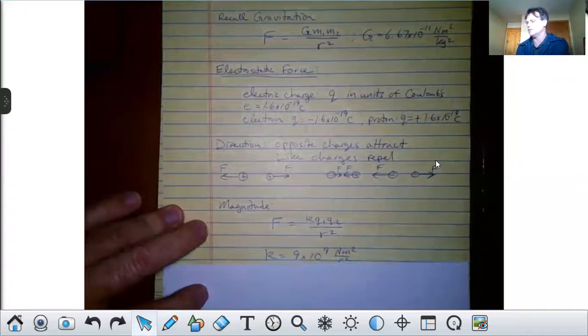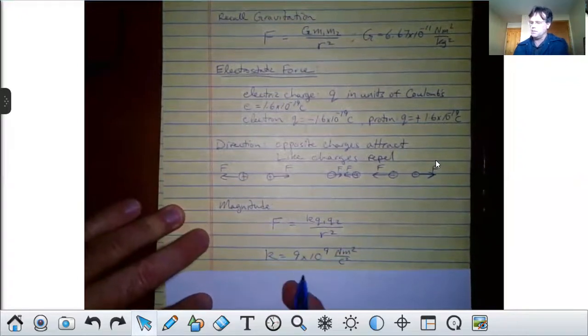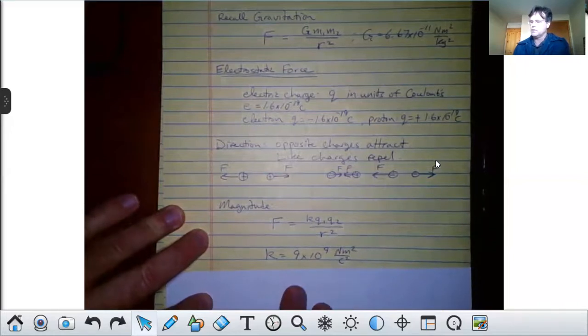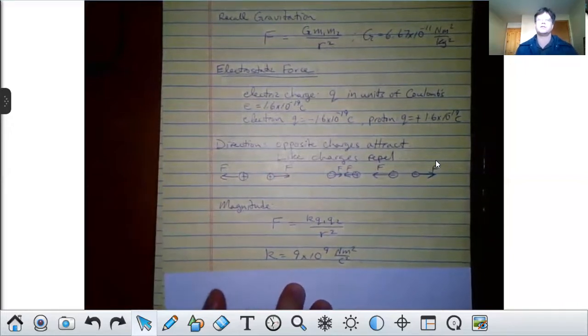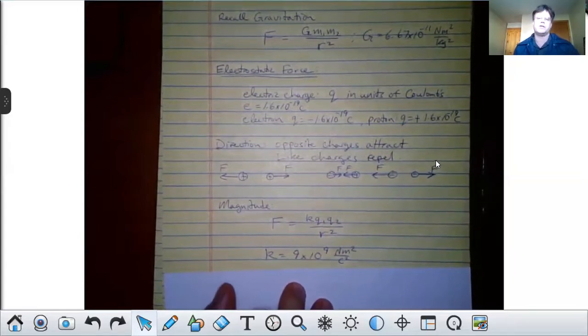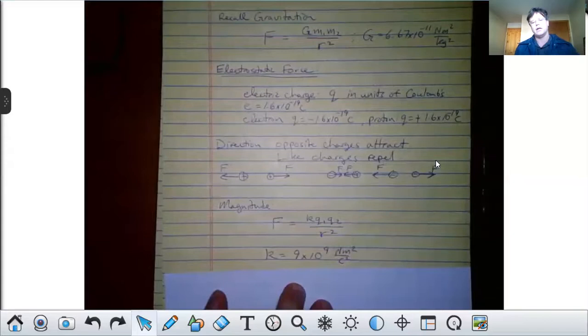It turns out it is a very large number, 9 times 10 to the 9 newton meters squared per coulomb squared. And this means that electrostatic or electrical forces are very much stronger than gravitational forces. And of course, since we have positive and negative charges, they all kind of balance out. There's repulsion and attraction going on at the same time. So you don't usually notice this electrostatic force, whereas gravity is only attractive.